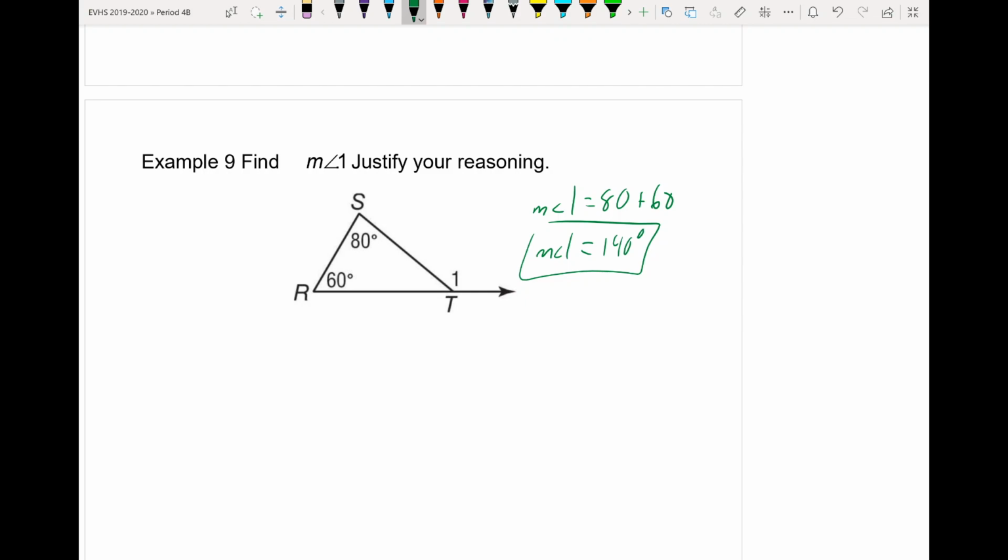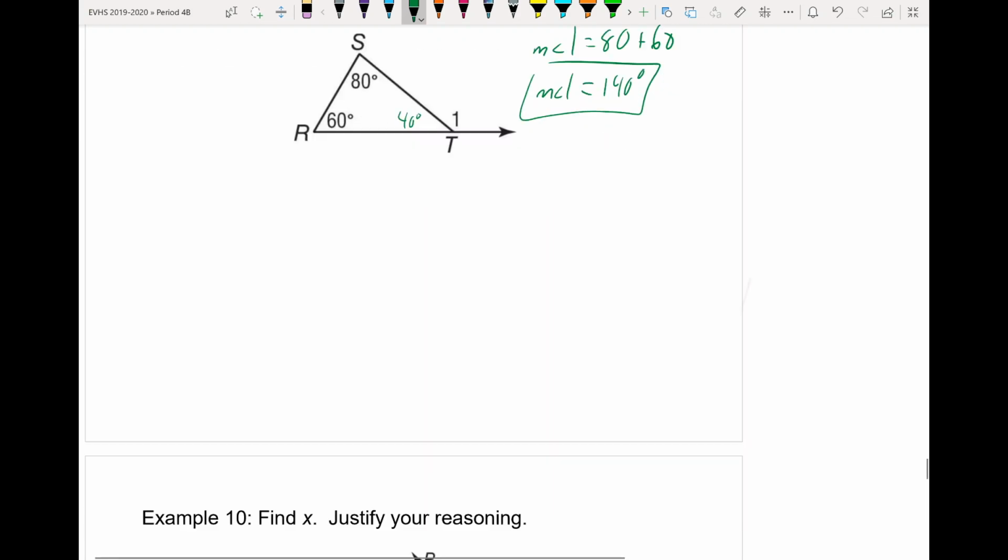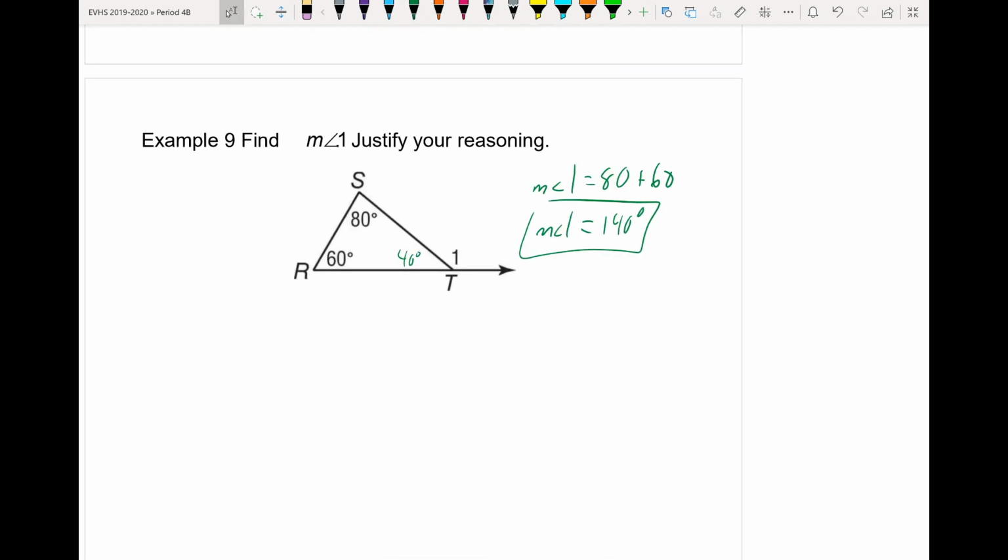Now, you could do that the long way. You could say 60 plus 80 is 140, minus 180 gives me 40 degrees, and then 180 minus 40 is 140. You get the same place. No, angle 1, you add these two together, and that gives you angle 1.